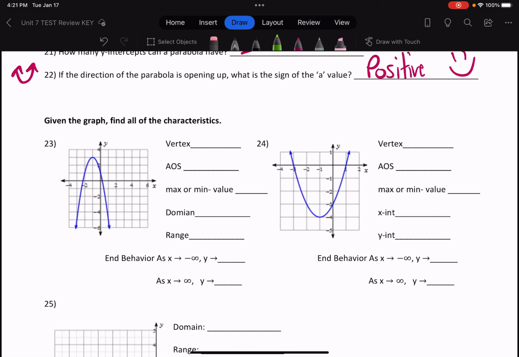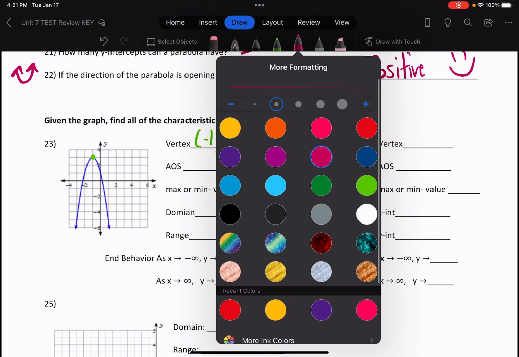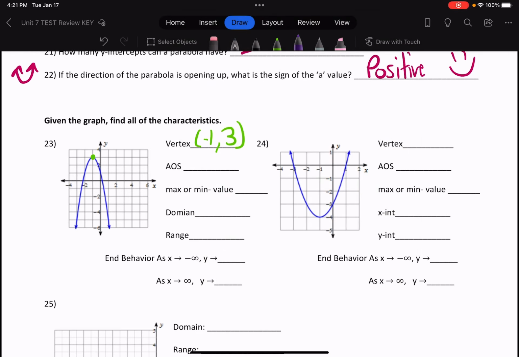Because I like to just go ahead and identify some of my key characteristics, I'm going to look at my vertex first. And looking there, I've got a vertex at (-1, 3). And I know my axis of symmetry must pass through my vertex, so it's going to be the x value through that vertex. So that's x = -1, and that is a vertical line, so make sure to write it as an equation.